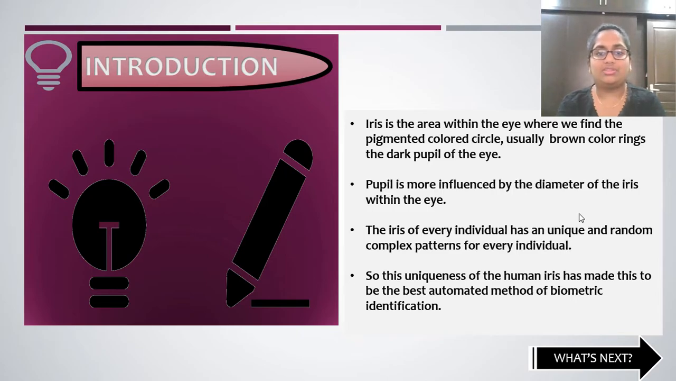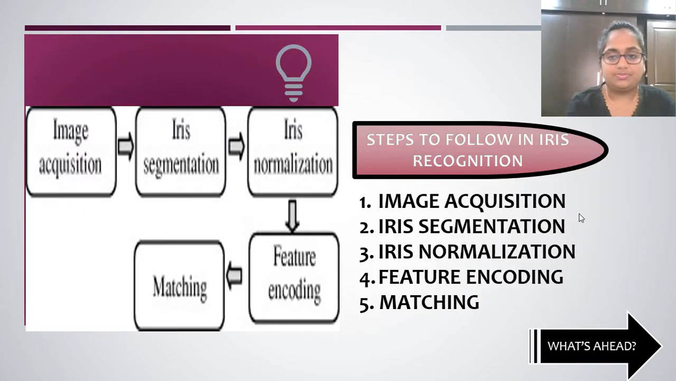The specialty of the iris in the human eye is that it's very unique, and it has very unique patterns, very random complex patterns for every individual person. So the uniqueness has been the star performer of iris recognition of a human iris, which has made this the best automated method of biometric identification.